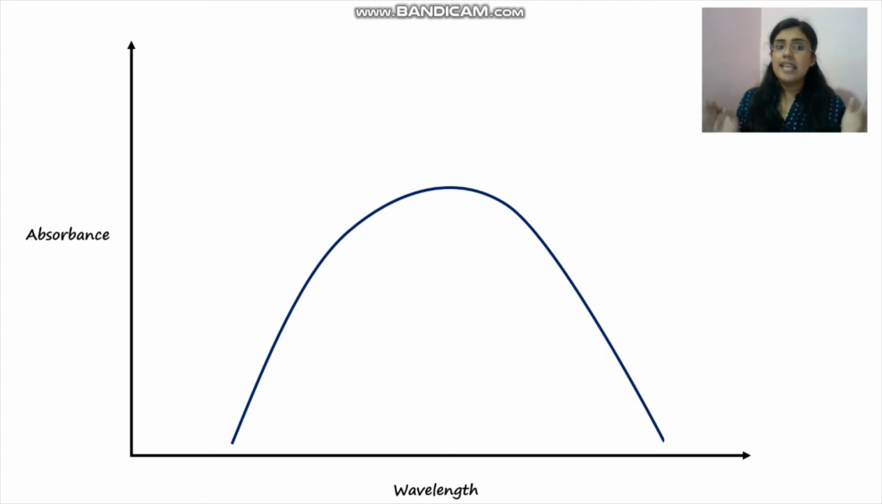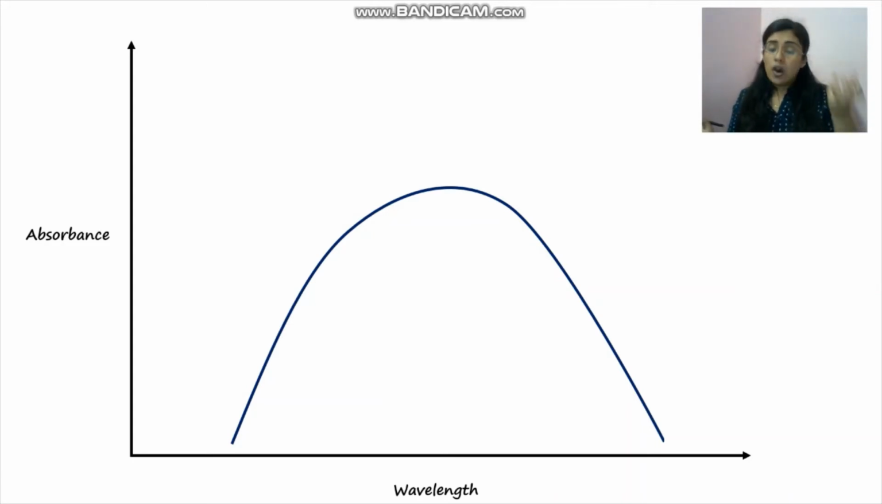Now what we see here is a graph, or the spectrum, for UV visible spectra. UV visible spectroscopy gives a spectrum between absorbance and wavelength. Now we get curves like this, and my substance would absorb light with the maximum absorbance at a particular wavelength, which is the lambda max.